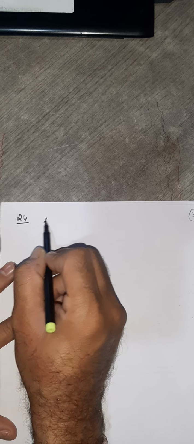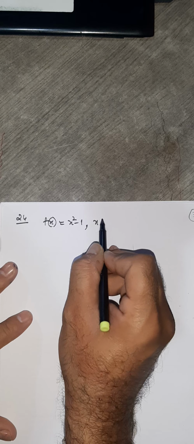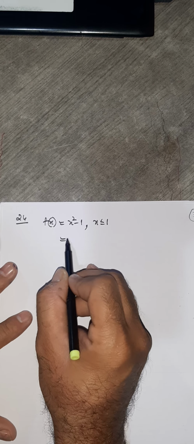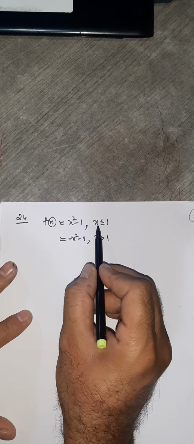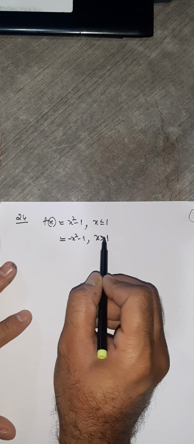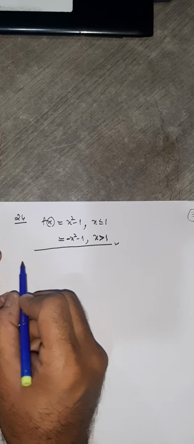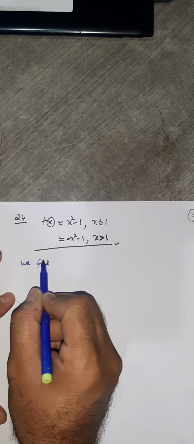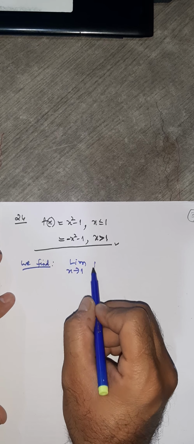Question number 24. There again the function has two different expressions. X squared minus 1 if x is less than or equal to 1, and minus x squared minus 1 if x is more than 1. If x is less than or equal to 1, you are going to use this. If x is more than 1, you are going to use this. This is given to you, remember. What is asked in the question? We find this. What's the question? Limit x tends to 1 of f(x).